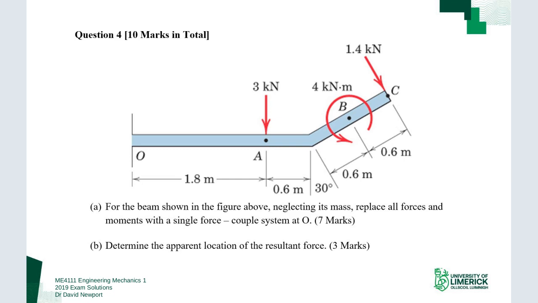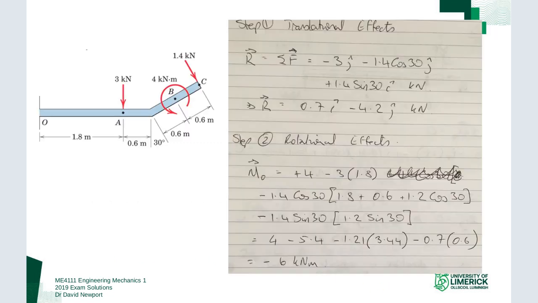Now, the last question that I'll cover is the force couple system. So again, we have this beam. It's got a load of stuff happening on it. It's got all these forces. We're told to neglect its mass, so forget about the mass of it, so we don't have any weight factor. And we want to have a single force couple system at point O, so down here. And then for the second part, it's to determine the apparent location of the resultant force, so a couple of marks for that.